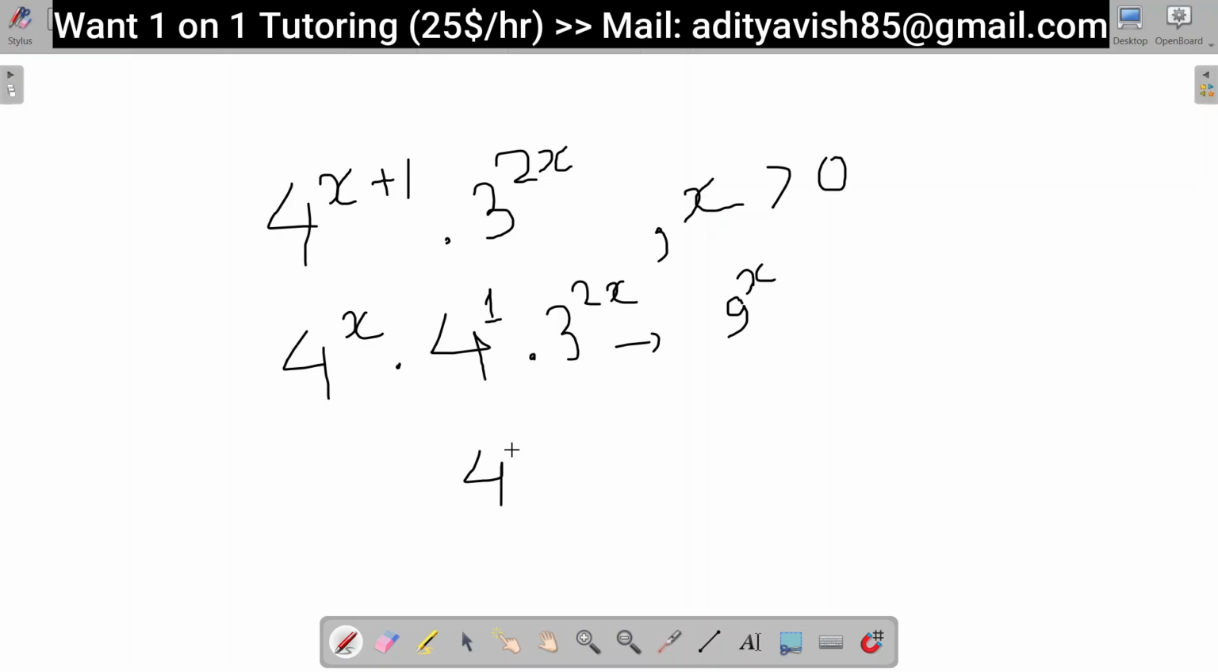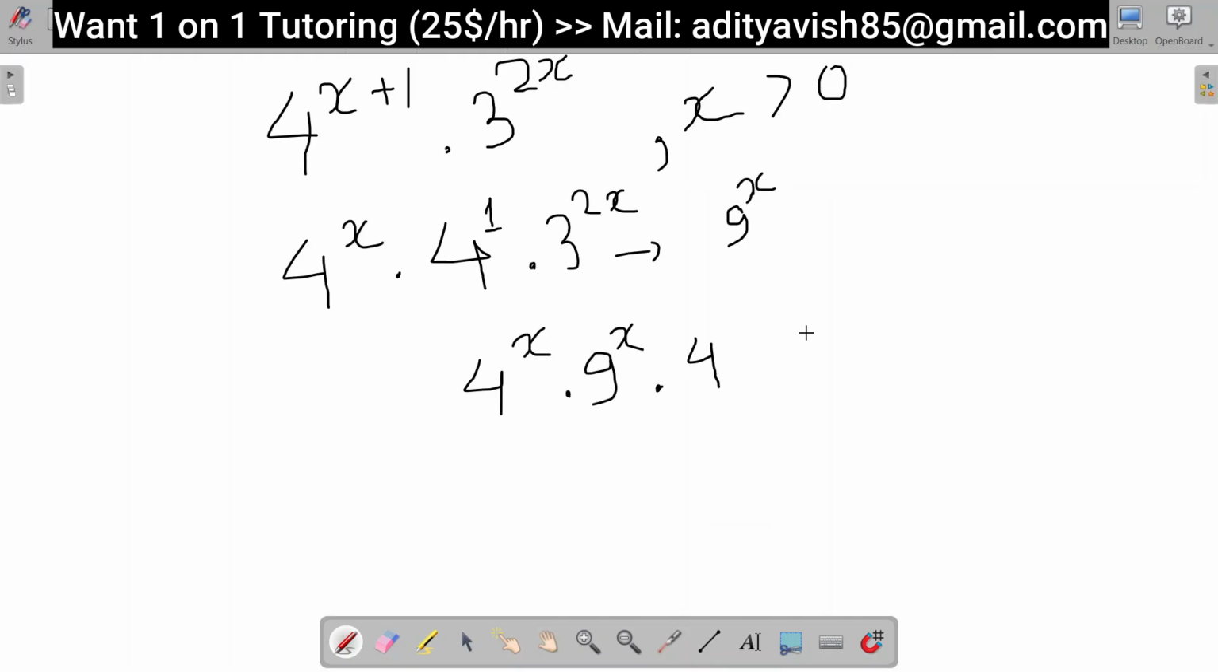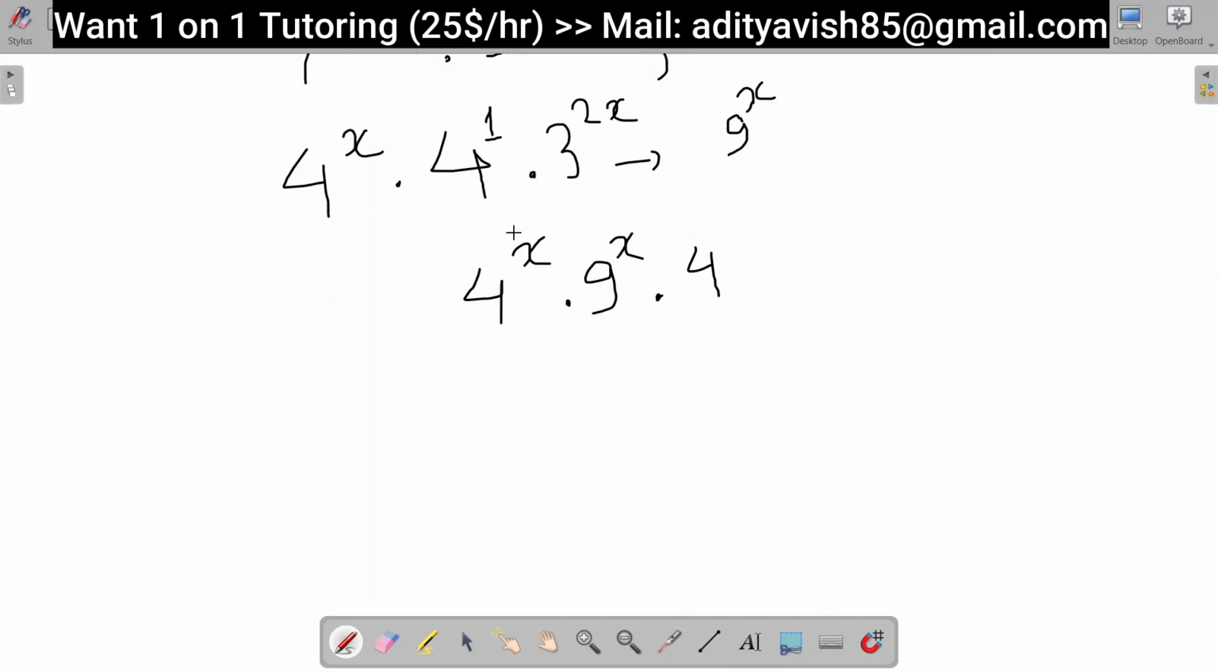So it will become 4 raised to power x, 9 raised to power x, and 4 raised to power 1 is 4 only, so we don't need to write 1 again and again. And as these have the same powers, we can multiply the base. This is one of the exponents properties.